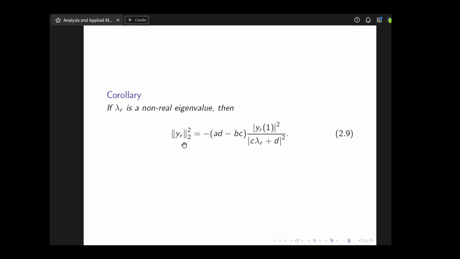So the norms of the eigenfunctions corresponding to complex non-real eigenvalues are calculated. There are no cases in this because minus d over c is a real number, so lambda r cannot be equal to minus d over c. So there is only one case in this form.